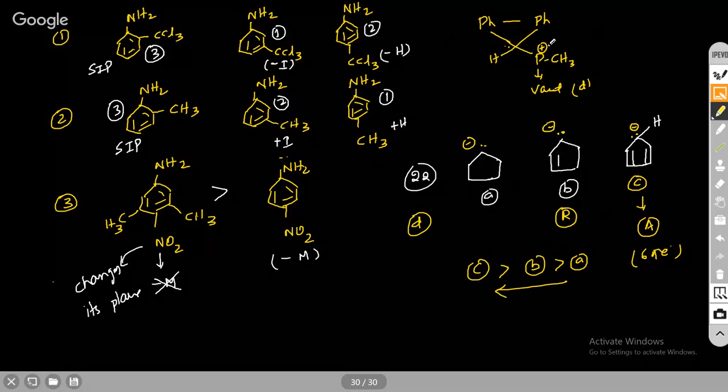Understood? Ritvik, any other doubt? Yeah, when you compare acidity, you remove H plus and then compare the stability of the conjugate base. The more stable the conjugate base, the more will be the acidity. That's the thing.